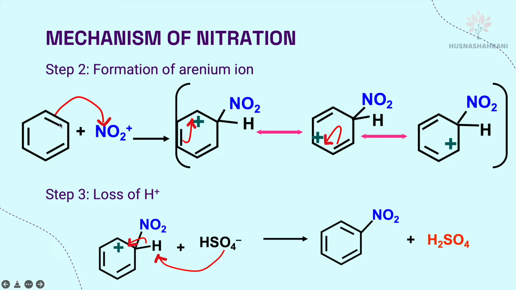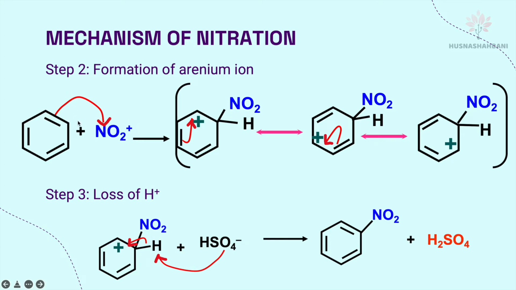So this benzene ring, formation of arenium ion is step number 2. This benzene ring nucleophile is ready to attack the NO2+. It uses the double bond, 2 electrons here, to form a bond with the nitrogen. So one of the carbons will be bonded to NO2, and another carbon will be positively charged.